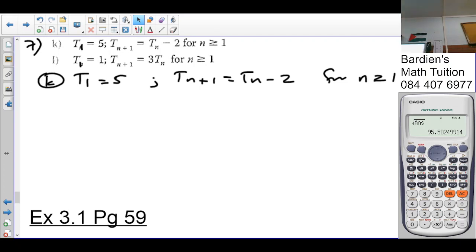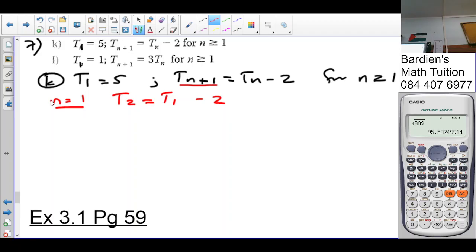Alright, so T1 is equal to 5, T_(n+1) is equal to T_n minus 2, for n greater than or equal to 1. So now we start by saying if n is 1, then we have T_(1+1), which is T2, is equal to T1 minus 2. Okay, do you guys understand? So what is the value of T1? 5. So 5 minus 2 is 3. So T2 is 3. Can you see that?